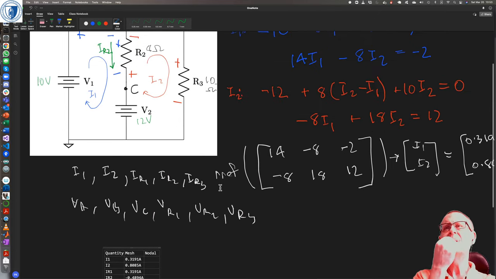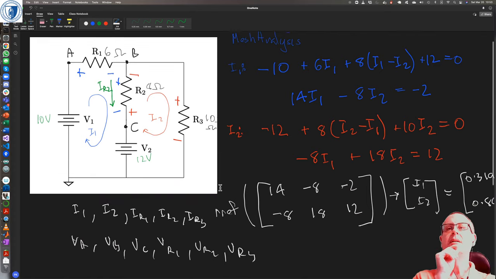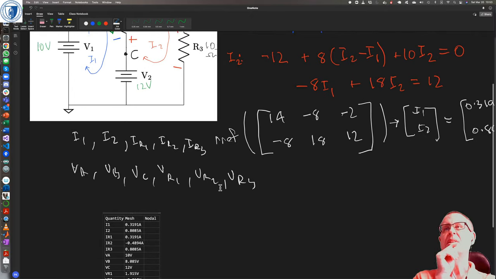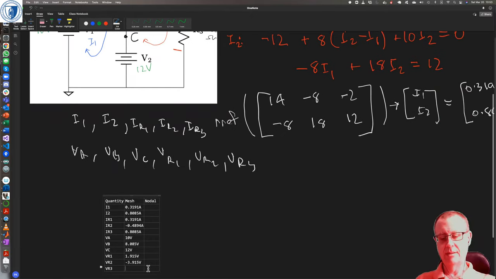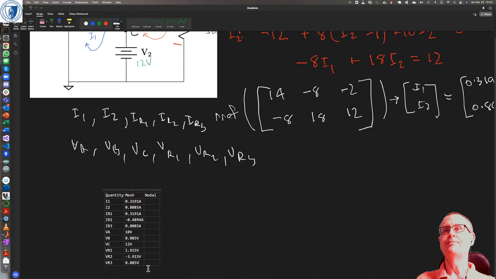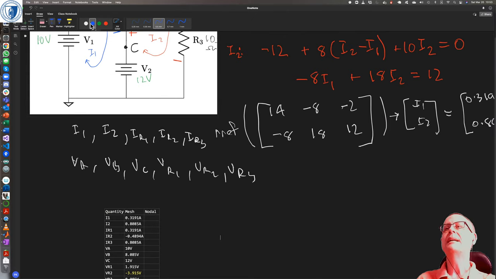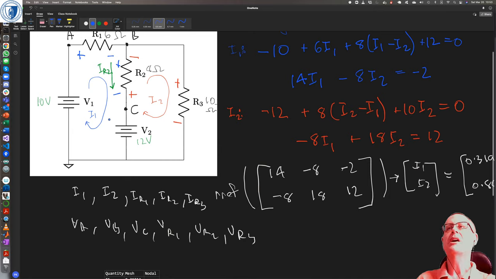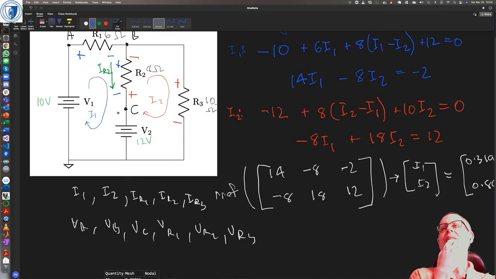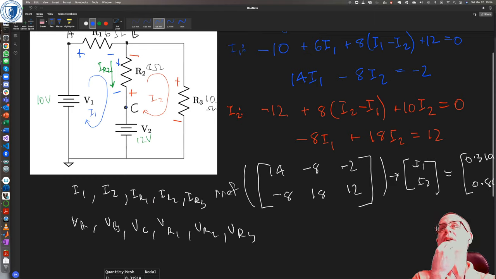And then VR3, I think we just figured that out, didn't we? It's going to be the same as VB, so it's going to be 8.085 volts. Okay, so we have got a negative voltage there, right? And that's okay, because it just means that the current's flowing the other way, right? Rather than the voltage rising from C to B, in fact, the voltage is falling, going from node C to node B.